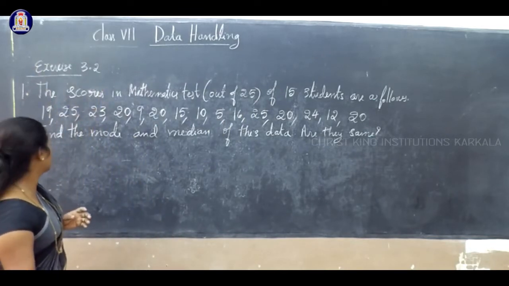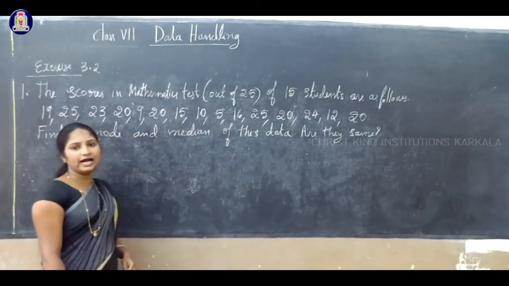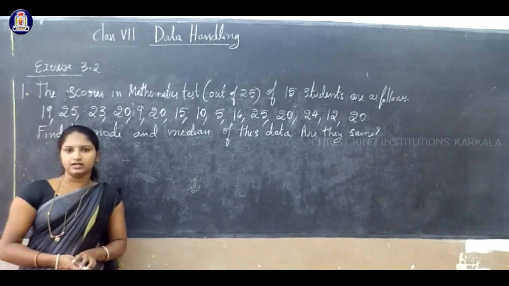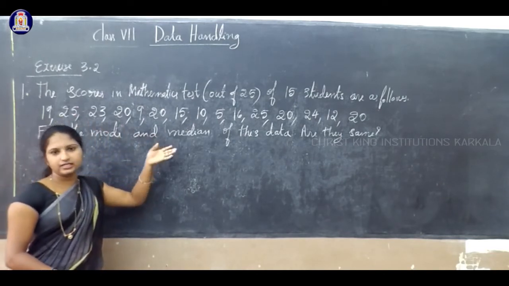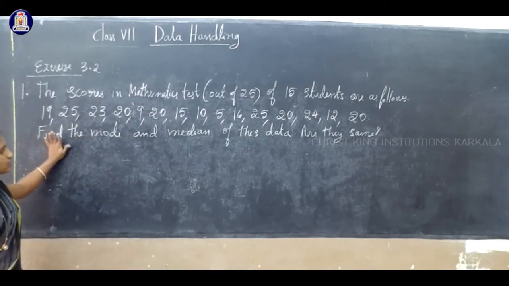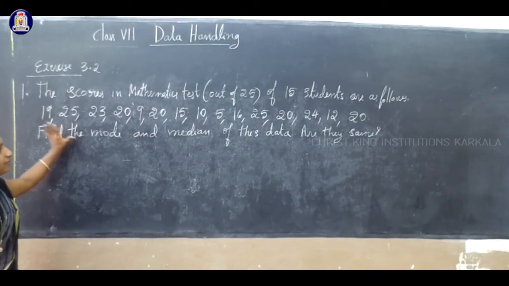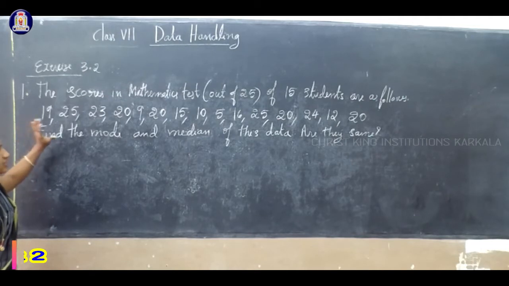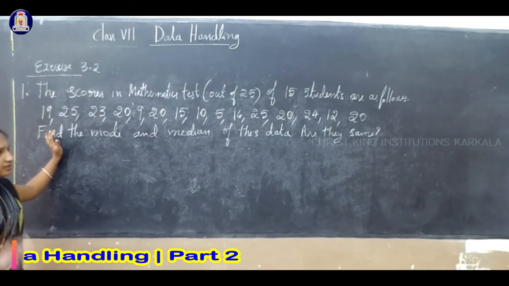Now the question is, find the mode and median of this data. In the previous question, we understood how to find the mean, the average. In this question, we are finding the mode and median. Mode means the number that is repeated most frequently. Which number is repeated more times? That is the mode. Median means the middle term.